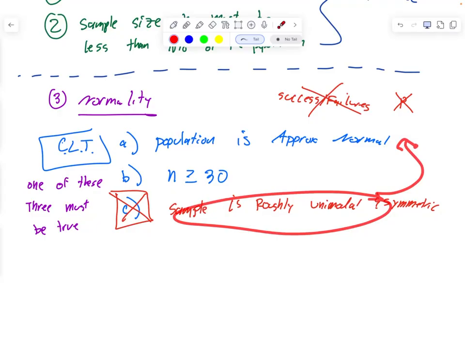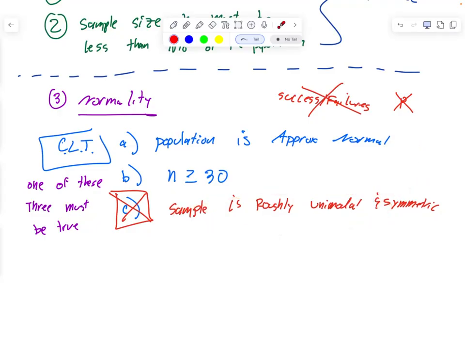And I might have to remove a couple problems in order to do that. But I think we're going to stick with these two. The population is approximately normal, or n is greater than or equal to 30. And you got to see one of those. Now, what do these tell us?